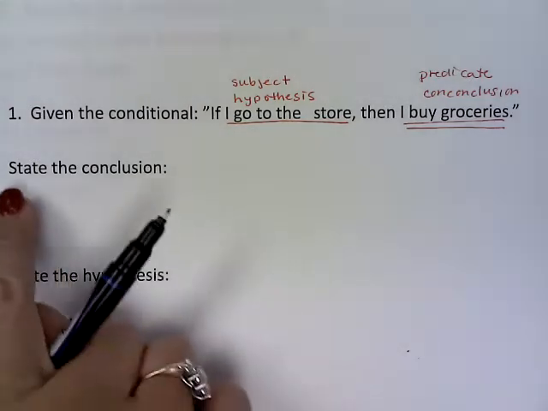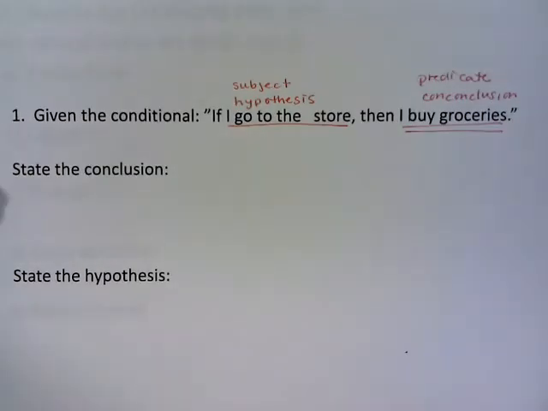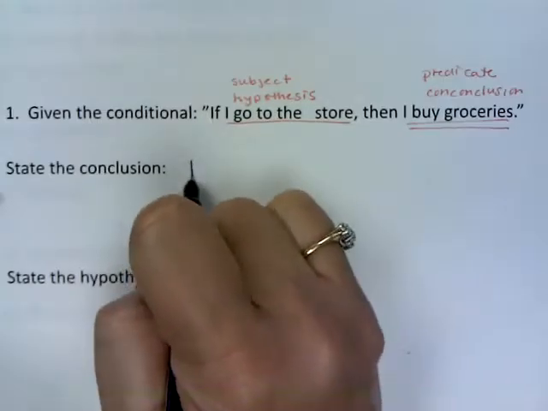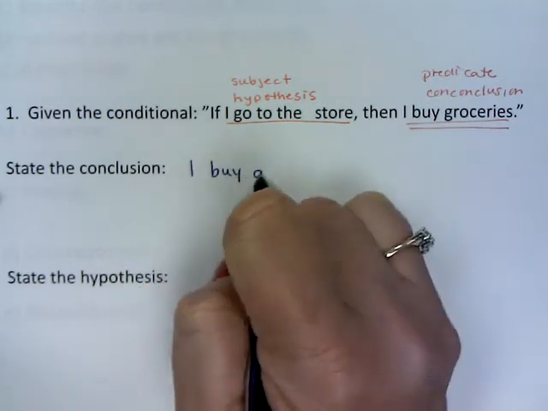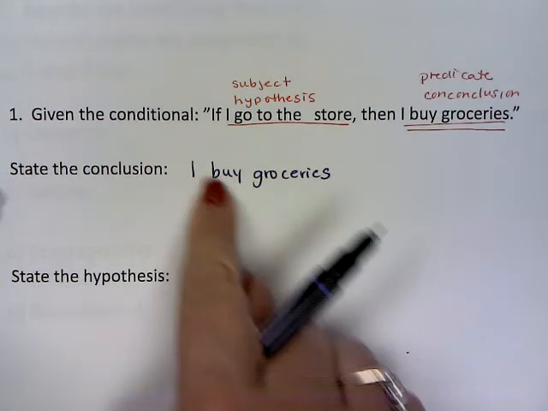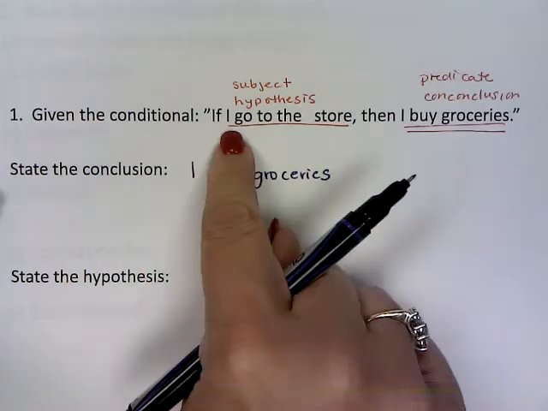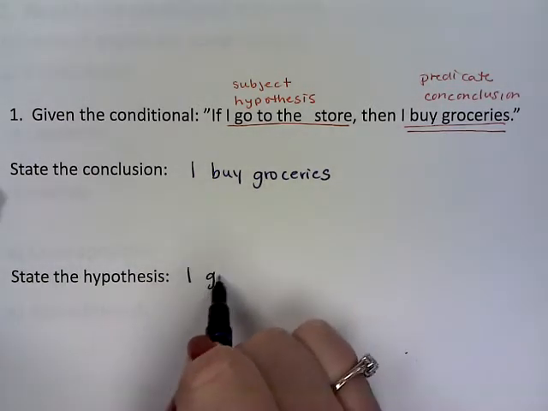So now when it says to state my conclusion, it's everything after my then. It's what's going to happen: I buy groceries. I want to state my hypothesis. It's the if part of my statement: I go to the store.